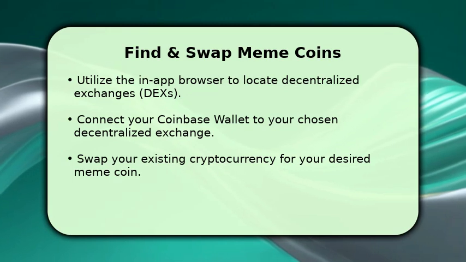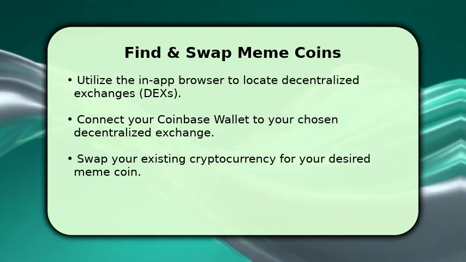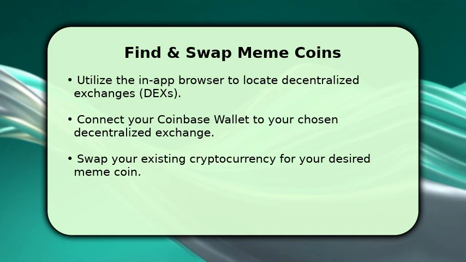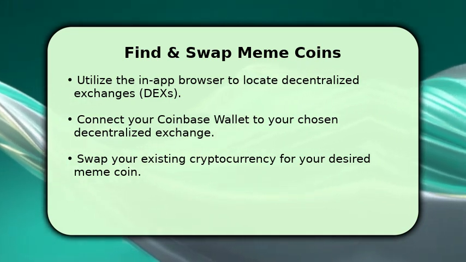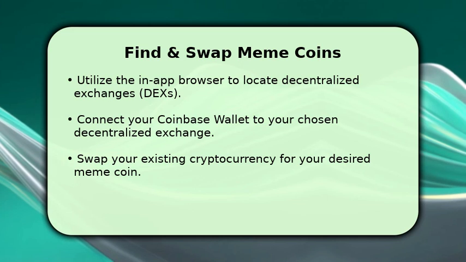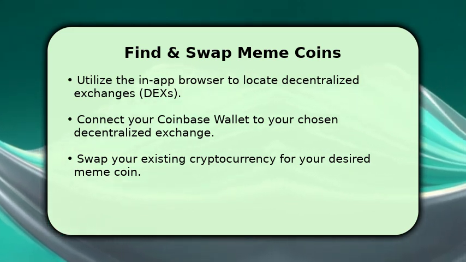Now, let's find your meme coin. Use the built-in DApp browser within Coinbase Wallet to navigate to a decentralized exchange, often called a DEX, like Uniswap or PancakeSwap. Connect your Coinbase wallet to the DEX. Then, select the cryptocurrency you wish to swap, such as Ethereum, and choose the meme coin you want to acquire.